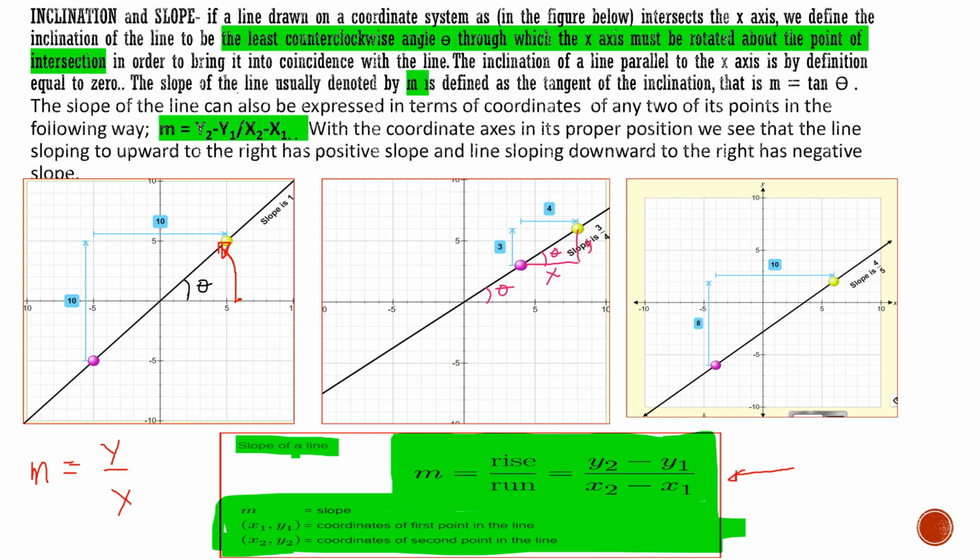General formula. May tagubilin, ano? Kapag ganito ang line, ang slope daw ay positive. Kapag ganito daw ang line, negative ang slope. Maliwanag? Kapag parallel to the x-axis, 0 ang slope, at kapag parallel to the y-axis or 90 degrees from the x-axis, ang tawag daw po ay undefined.